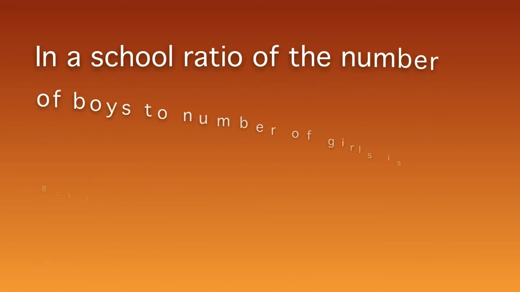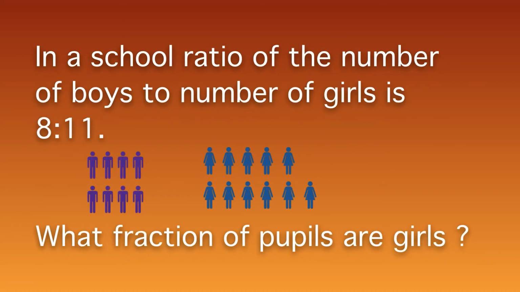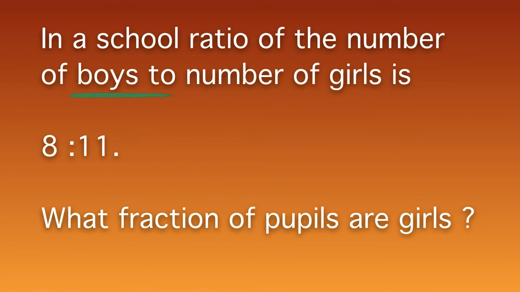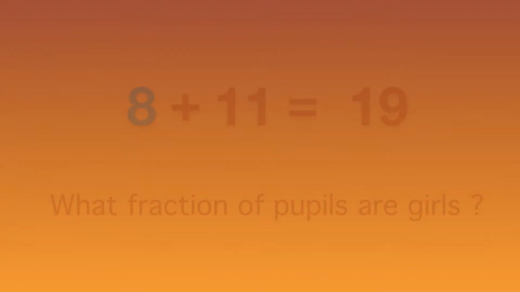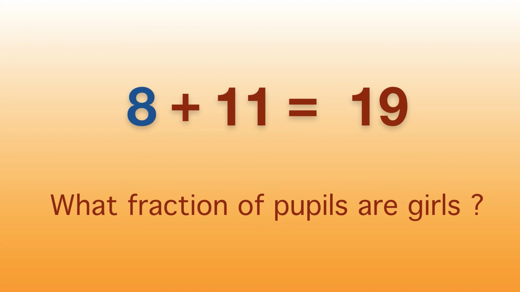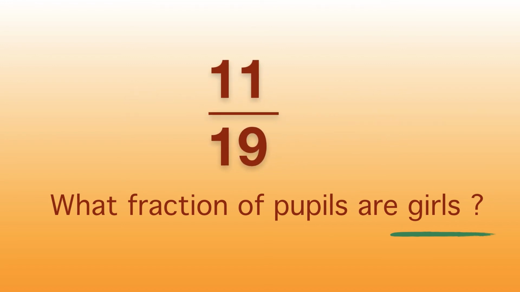It might get a little tricky for some to write ratios as fractions when questions are worded like this. In a school, the ratio of the number of boys to the number of girls is 8 to 11. What fraction of pupils are girls? However, if you pay little attention to the words of these questions, the ratio is quoted as boys to girls. So the number 8 is the ratio for boys and 11 is the ratio for the girls. So the total parts of the ratio in this case is given by adding 8 with 11, which is equal to 19. But we are interested in the fraction of pupils that are girls. So the fraction is 11 over 19, as 11 parts of the total 19 parts are girls.